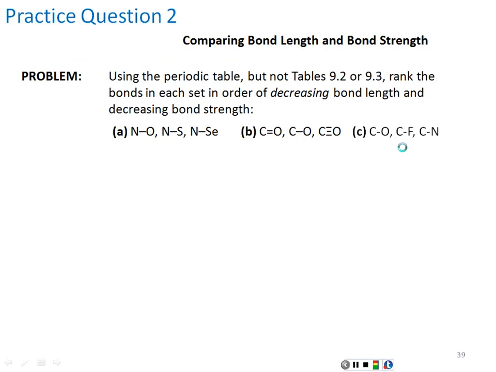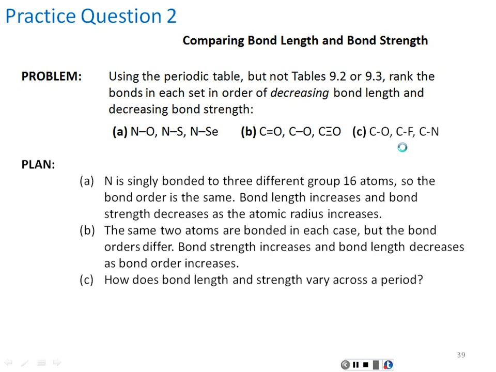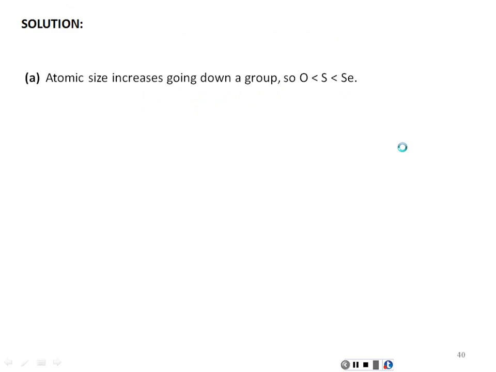Let's try another practice question. This time use the periodic table, but not tables 9.2 or 9.3, and try to rank these bonds in each set in order of decreasing bond length and decreasing bond strength. And here's a general plan for you to follow. So for part A, atomic size increases going down a group. So if we put these in order of atomic size, this is the order we would come up with.